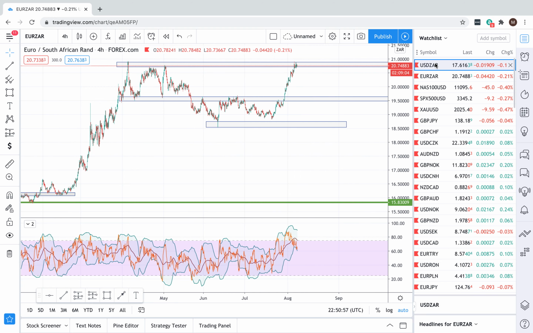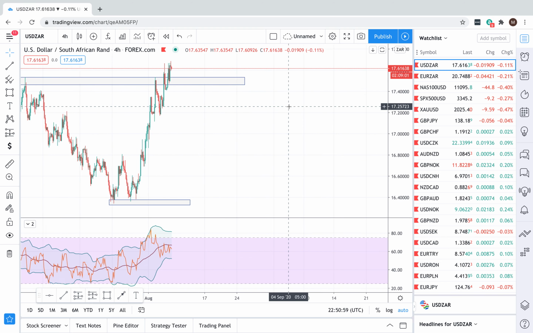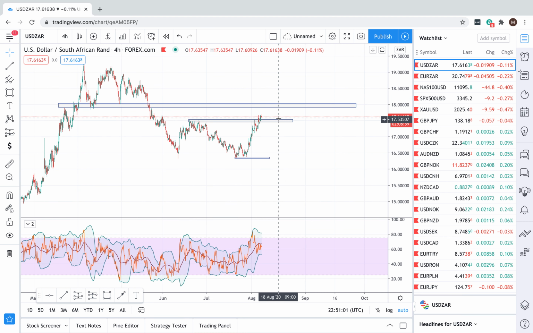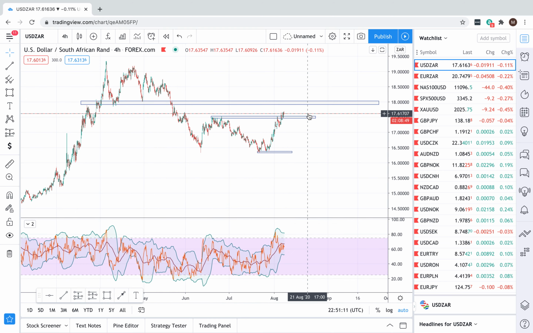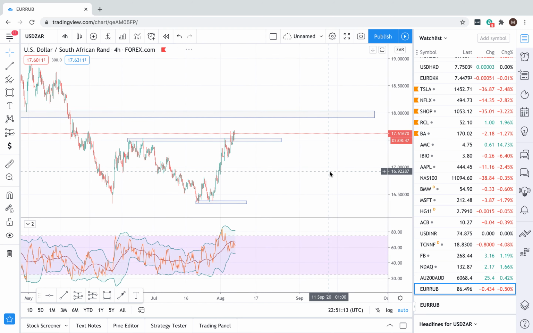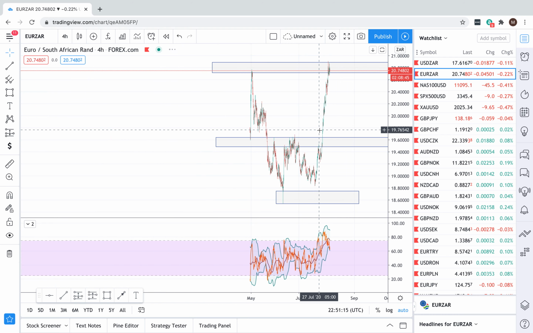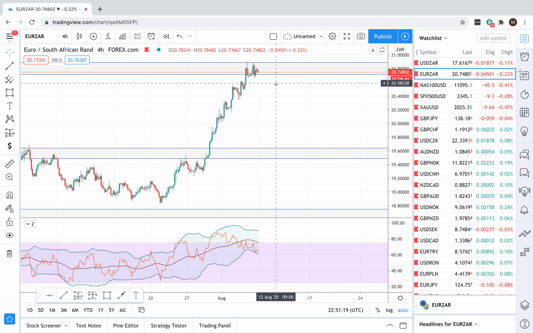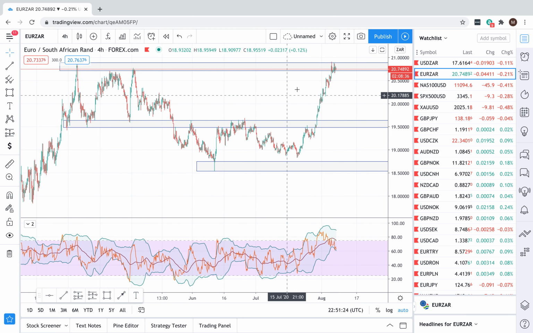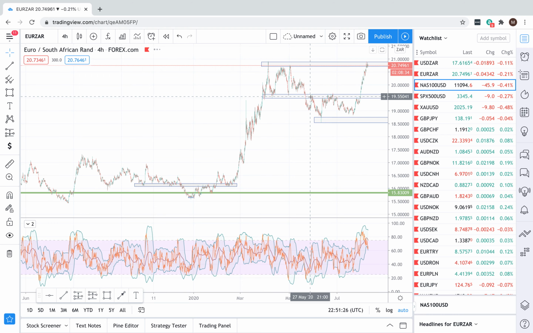Let's start with USD ZAR right here. Price will probably fully break this level. If it breaks this level again, we'll wait for a retest or momentum to enter in long. Same thing with Euro ZAR, waiting for price to break this level or show us continuous momentum with a series of engulfing candles, and we will go in long as well.